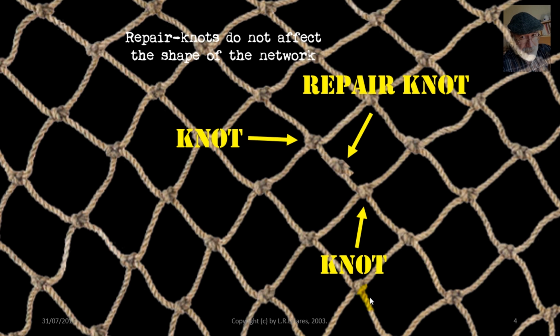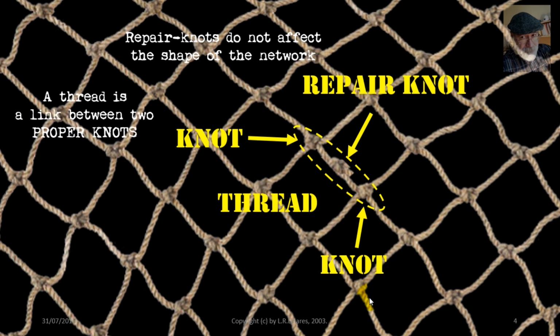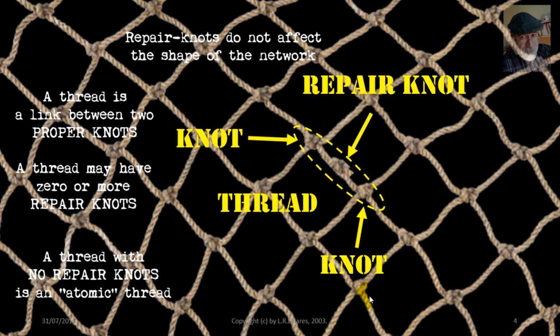Now, the other invariant property of a fisherman's net is this, the thread. Knots and threads, the two topological properties of the net. A thread is a link between two proper knots. A thread may have 0 or more repair knots inside. The one here in the figure has one repair knot, but the neighboring thread has no repair knots at all. When a thread has no repair knots, we call that an atomic thread.